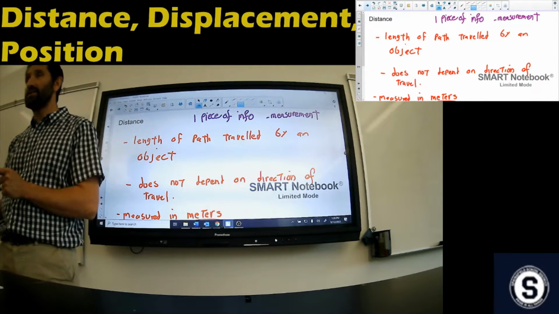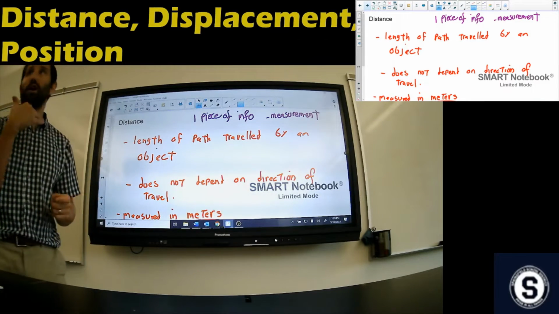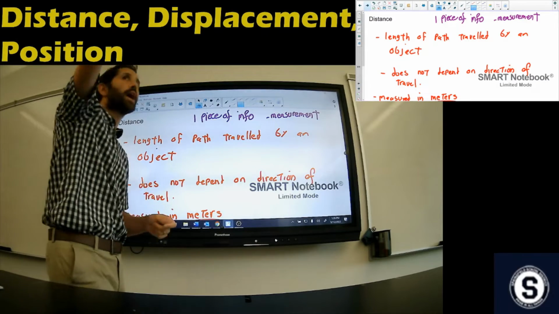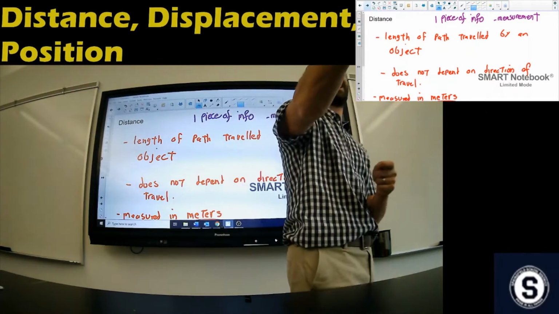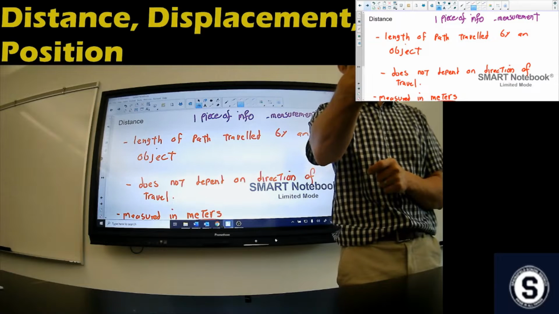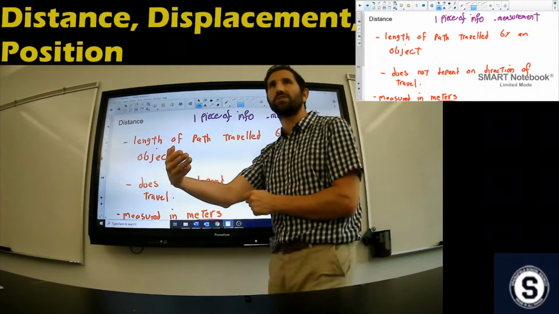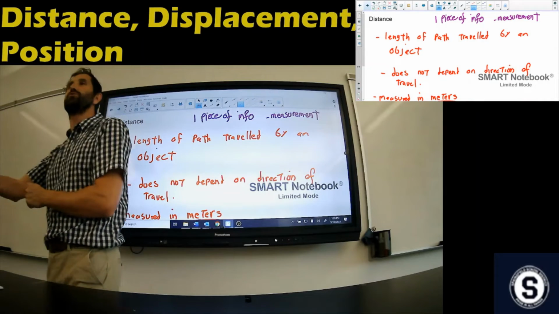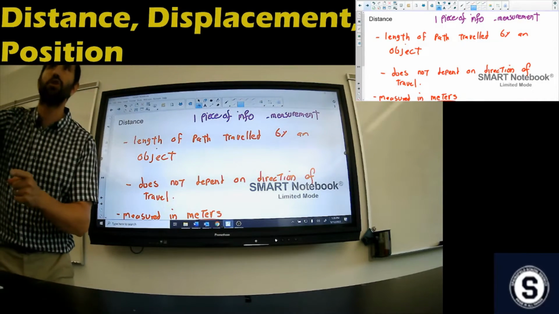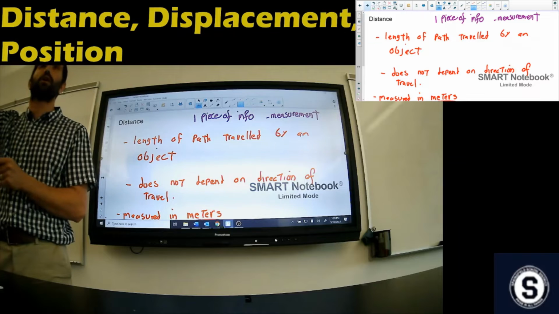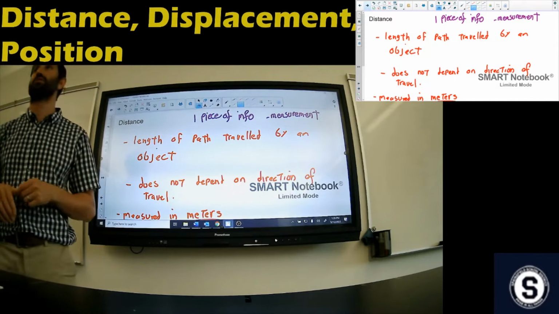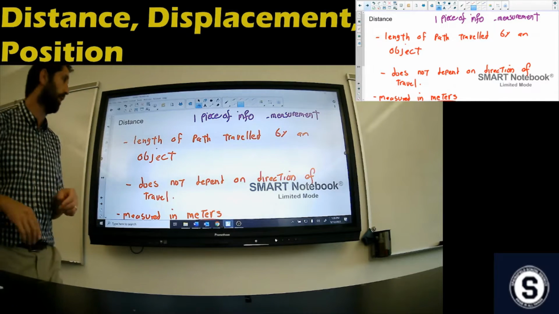Because that's the case, it's ignorant of direction. It doesn't matter which way you go. When you look at the mileage on your car, it doesn't tell you, oh, you went this many miles north and this many miles east. It doesn't say 0 when you drive back home. It just traces out the path that you took and how much total length of path you traveled.